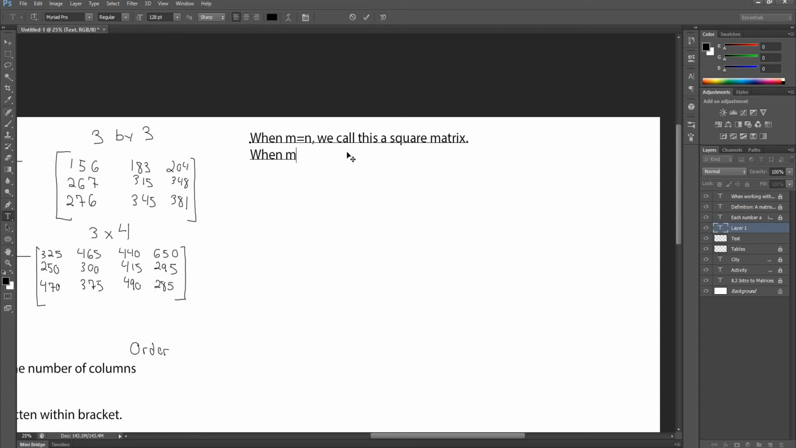When M is equal to 1, that means we only have one row. So it's just called a row matrix. And last but not least, when N is equal to 1, well, in this case, we'd only have one column. So this is just called a column matrix.